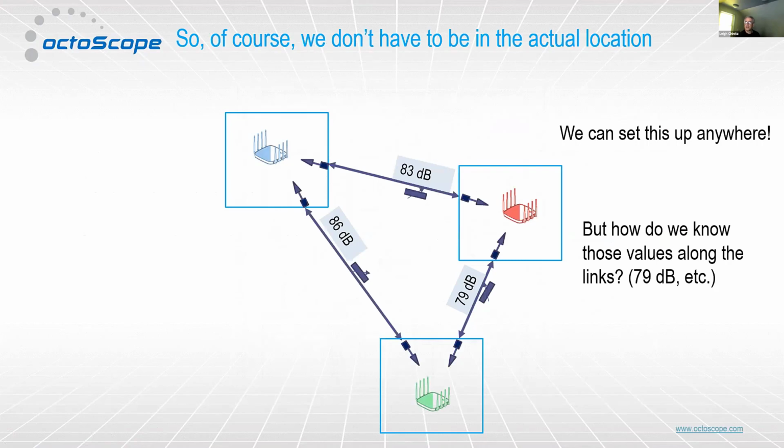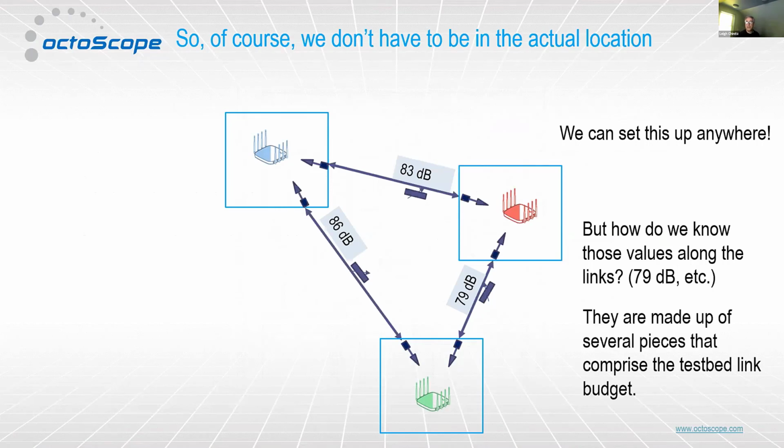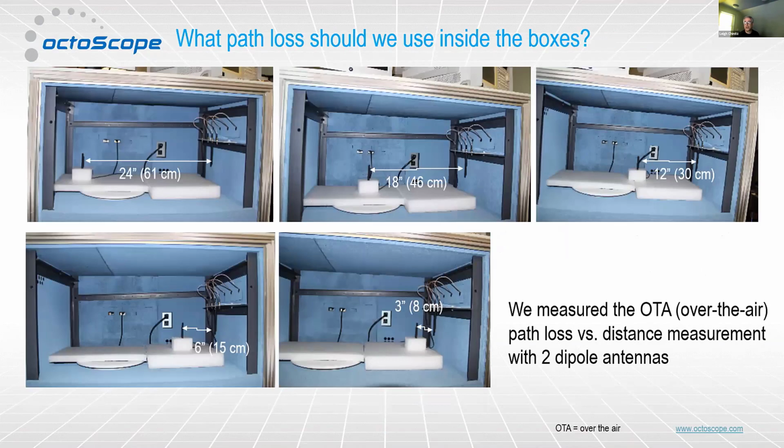You know, then the question we have to ask is, how do we know in the test bed that we've created a 79 dB link or an 83 or an 86? So there are a bunch of pieces that make up a link budget in the test bed itself. And that's what I'm going to describe here. And then we're going to show you a little bit of some demos of how we can understand those link budgets.